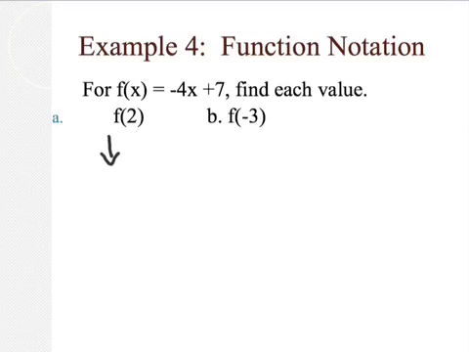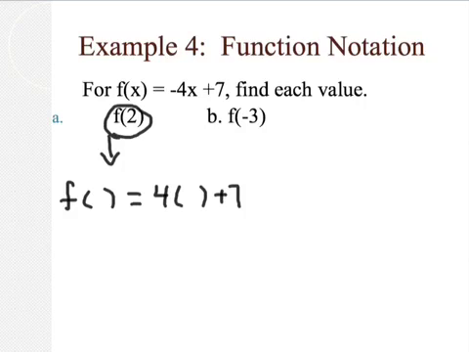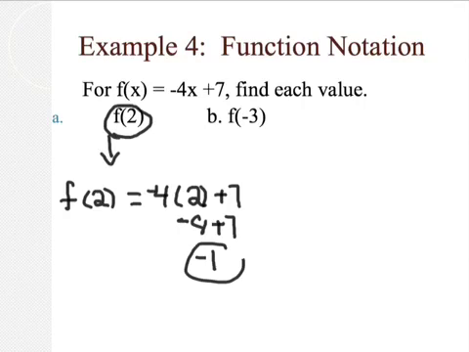So to answer this first part A, I like to actually rewrite f of blank is equal to -4 times blank plus 7. What I've done is I've left a blank everywhere x is, because f of 2 tells me to replace x with a 2. So now I've got negative 4 times 2, which gives me negative 8 plus 7. Negative 8 plus 7 is negative 1, and there's my answer. f of 2 is equal to negative 1.